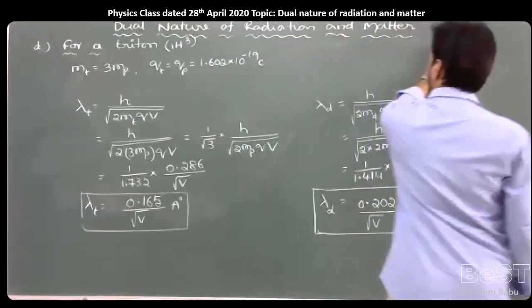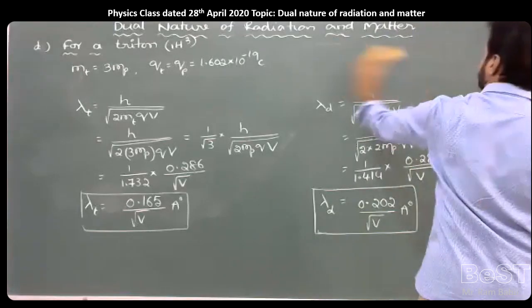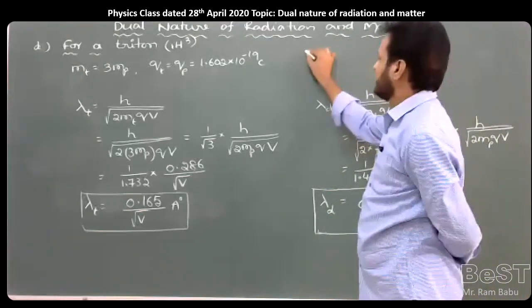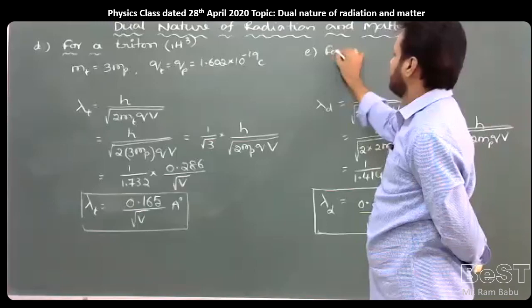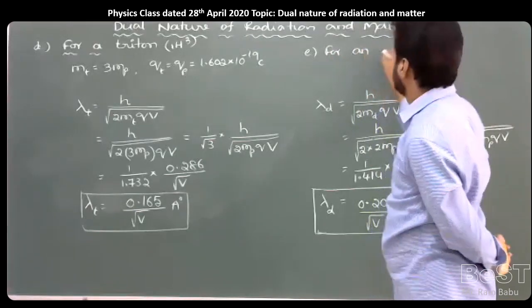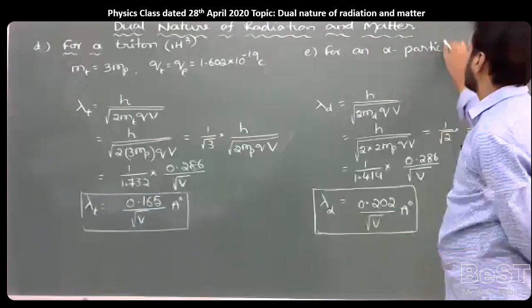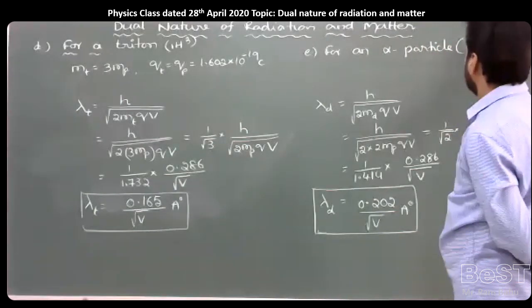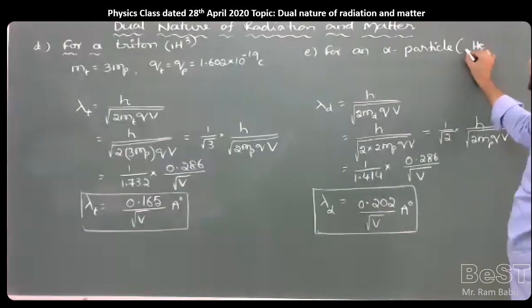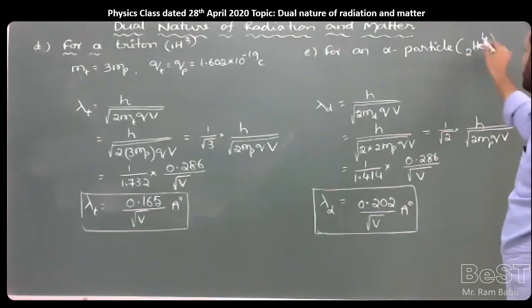Next I'll give the alpha particle. So next, for an alpha particle: an alpha particle is nothing but a helium nucleus, which contains 2 protons and 2 neutrons. Write the symbol He with atomic number 2 and mass number 4.